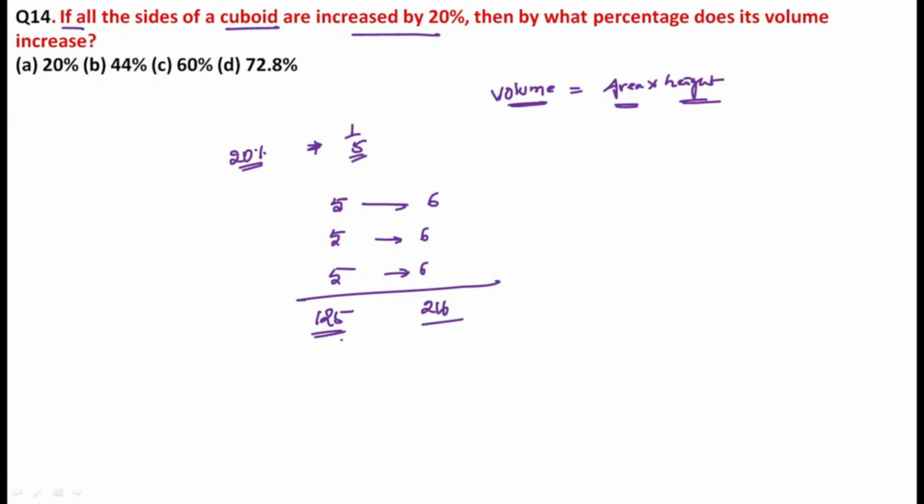Now, how much percentage does it increase? That is the most important. The total value is 216 minus 125, divided by 125, into 100. So, this is one of the approaches.